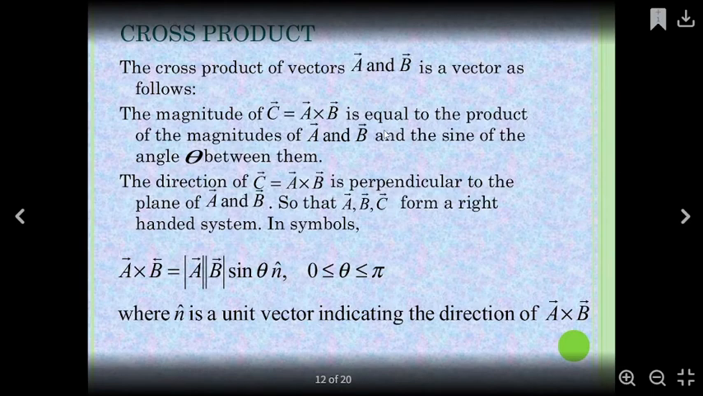Cross product: the cross product of vectors a and b is a vector c as follows. The magnitude of c, equal to a cross b, is the product of the magnitudes of a and b and the sine of the angle between them. The direction of c is perpendicular to the plane of a and b, so that a, b, c form a right-handed system. In symbols, vector a cross vector b is equal to mod a into mod b sine theta n cap, where theta is from 0 to pi, and n is a unit vector indicating the direction of a cross b.